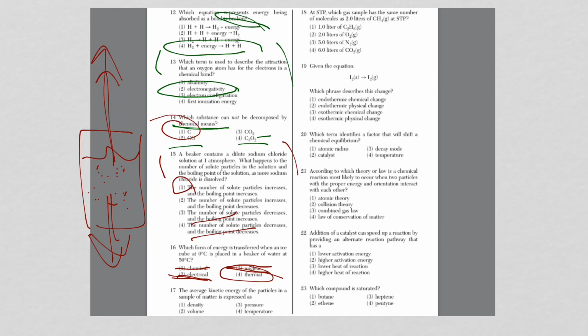Let's go to 17. Oh, here it is. Another one of our vocabulary words, right? The average kinetic energy of particles is expressed as temperature, folks. You got to know it. Temperature, temperature, temperature. All right.